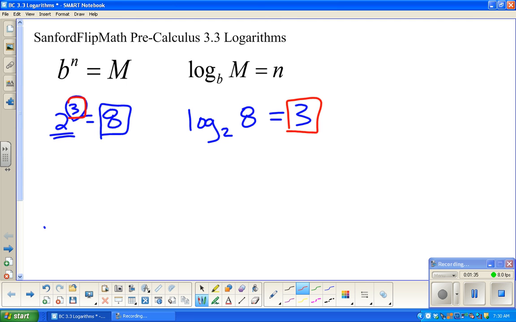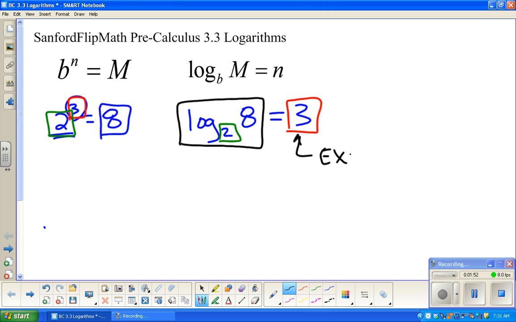Okay, so you're going to hear me say this a lot, but I need you to notice that this whole log expression is equal to the exponent. So that's what a log is. Basically, a log is an exponent. A logarithm is an exponent. The answer to the log is the exponent. That'll help you remember where to put things.